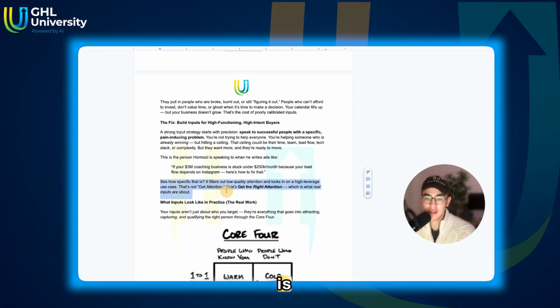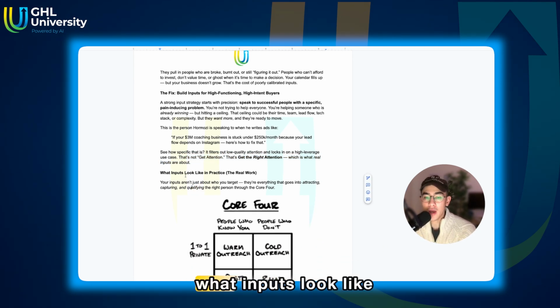See how specific that is. It filters out low quality people, and that's not getting attention. That's getting the right attention from the right type of people, which is what real inputs are. What do inputs look like in practice?